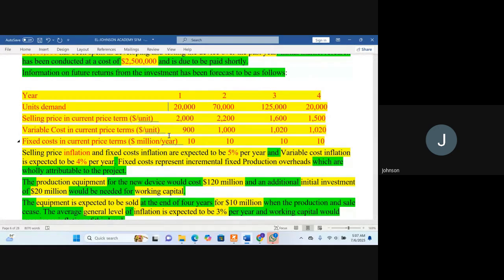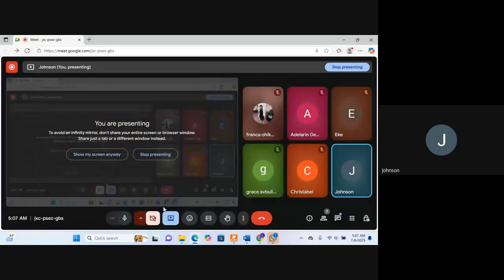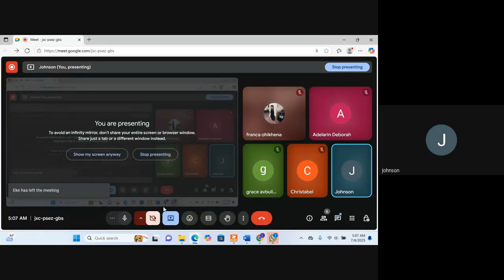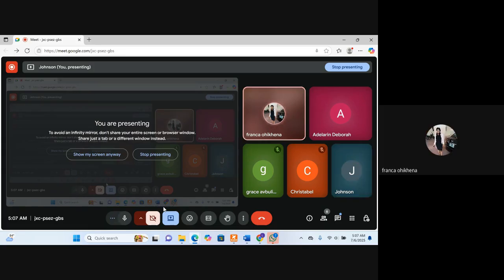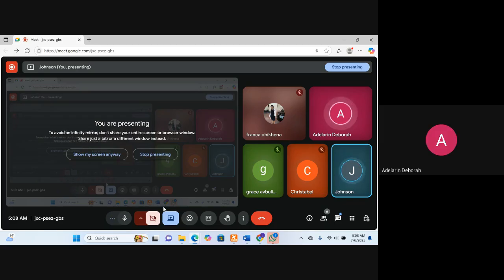What does it mean when they say it's in current price term? Somebody should answer me. Do I call names? Franca. Madam Ike has left. Franca, do you have an answer for me? When they say something is in current price term? Okay, no, I don't. Okay, Deborah, do you have an answer for me? Deborah says it has not been affected by inflation.